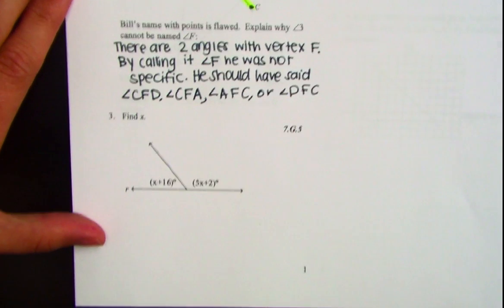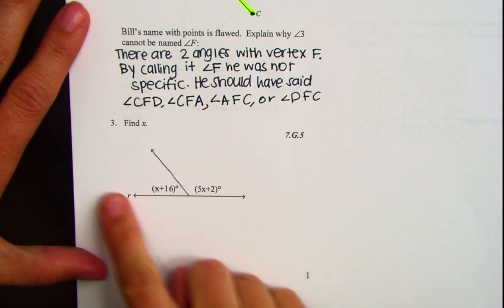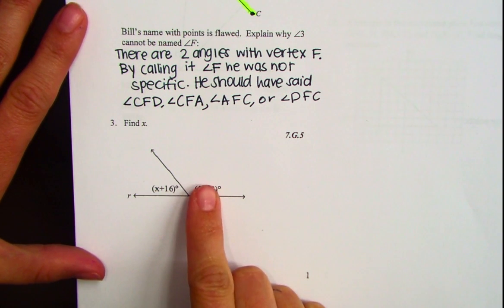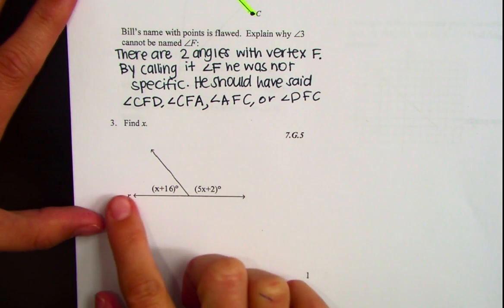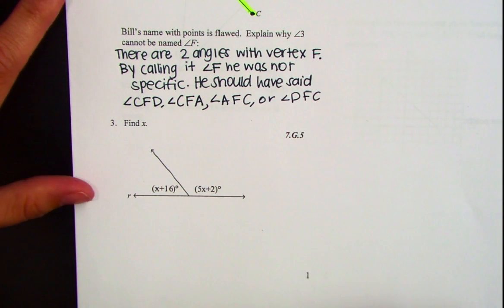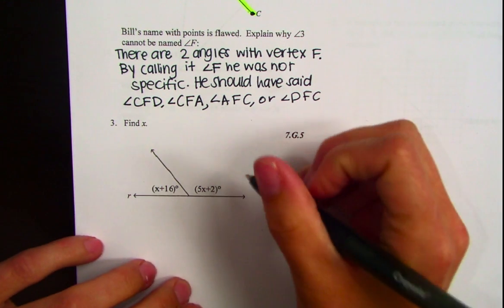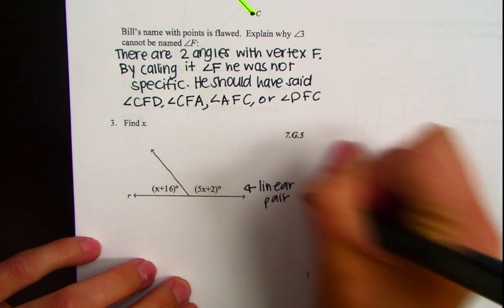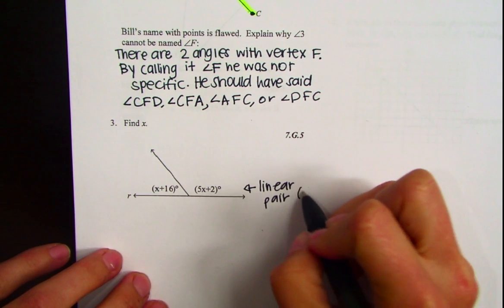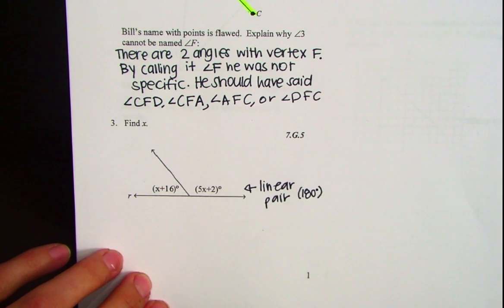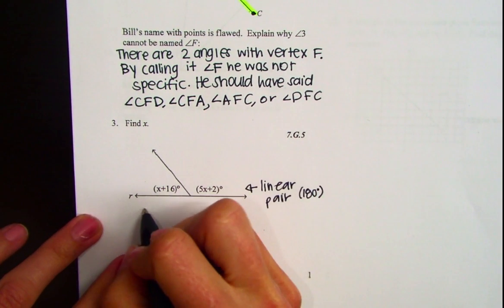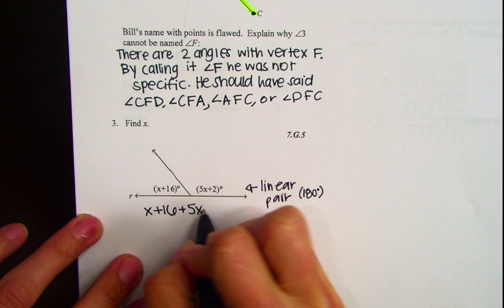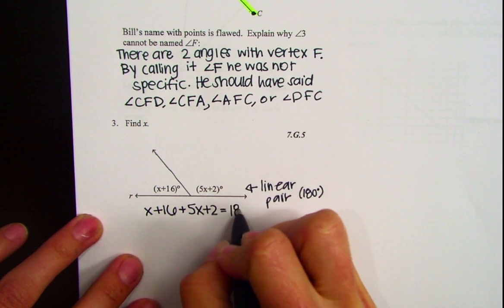Okay, number 3, we're going to find X given this information. So looking at this, we have to understand that these 2 angles are a linear pair or supplementary. They're forming a straight line, meaning they're 180 degrees. So this, I'm going to just go ahead and write down for you, is a linear pair. So the sum of the angles is going to be 180 degrees. So I'm going to add each angle. I have x plus 16 plus 5x plus 2 is going to equal 180 degrees.